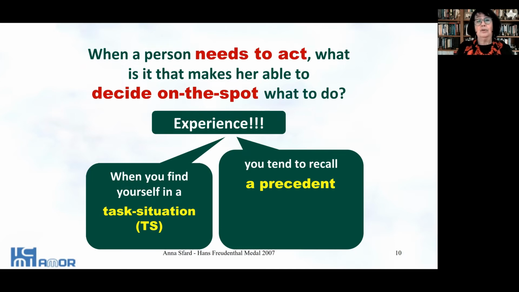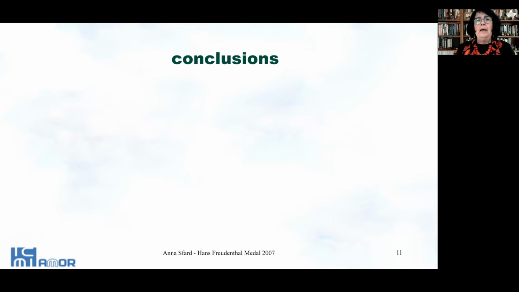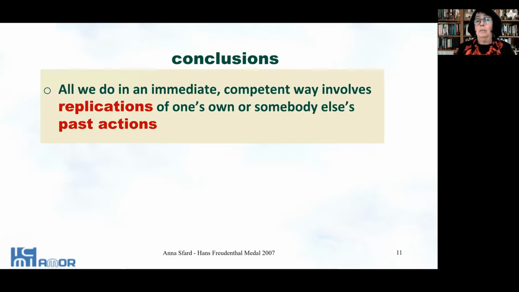Indeed, according to neuroscientists, the microstructure of our brains is shaped by what is happening to us, and through this structure, it impacts our future actions. And here is my first conclusion. All you do in an immediate, competent way involves replications of your own or somebody else's past actions.